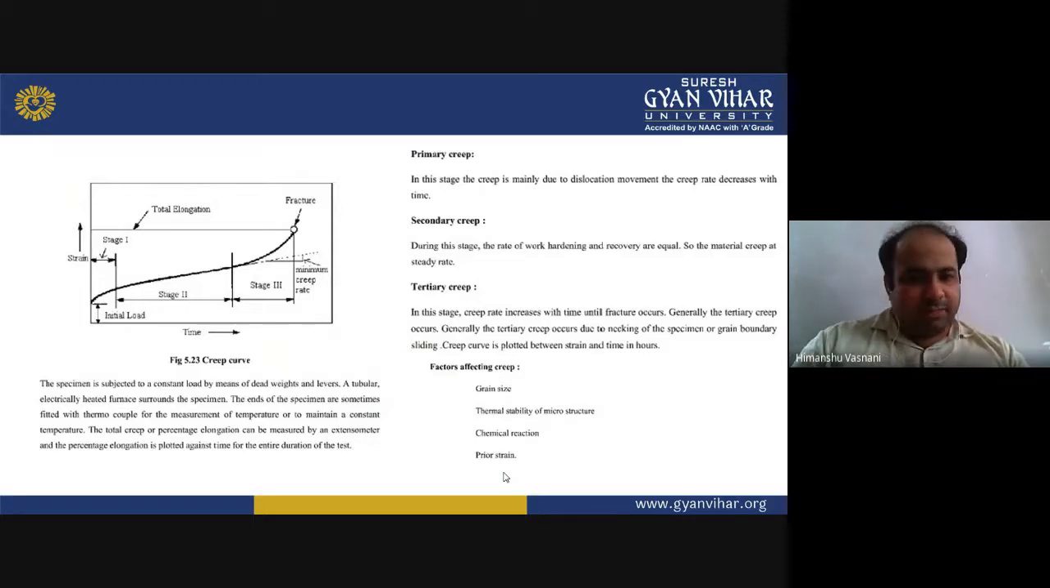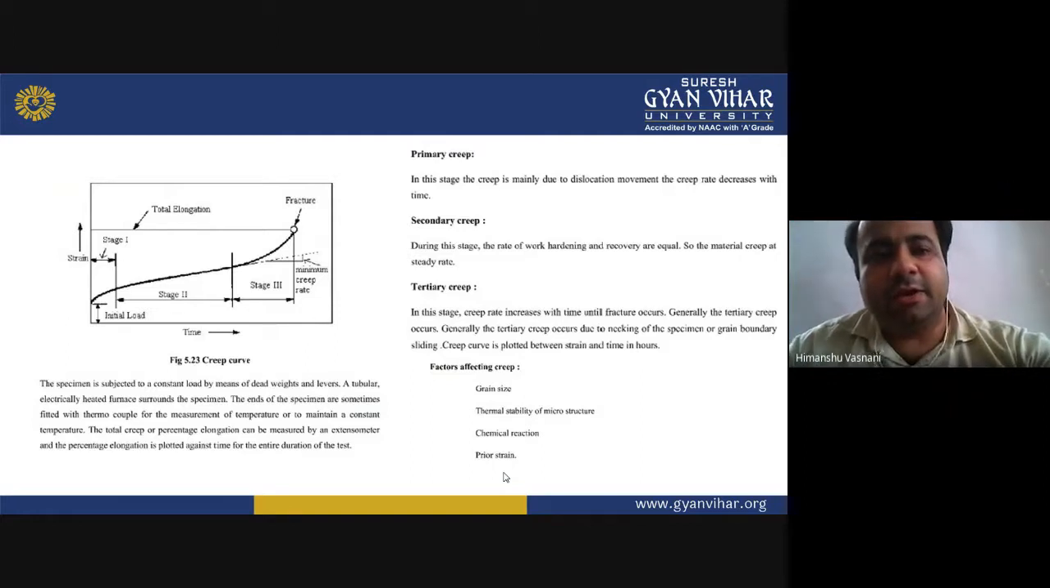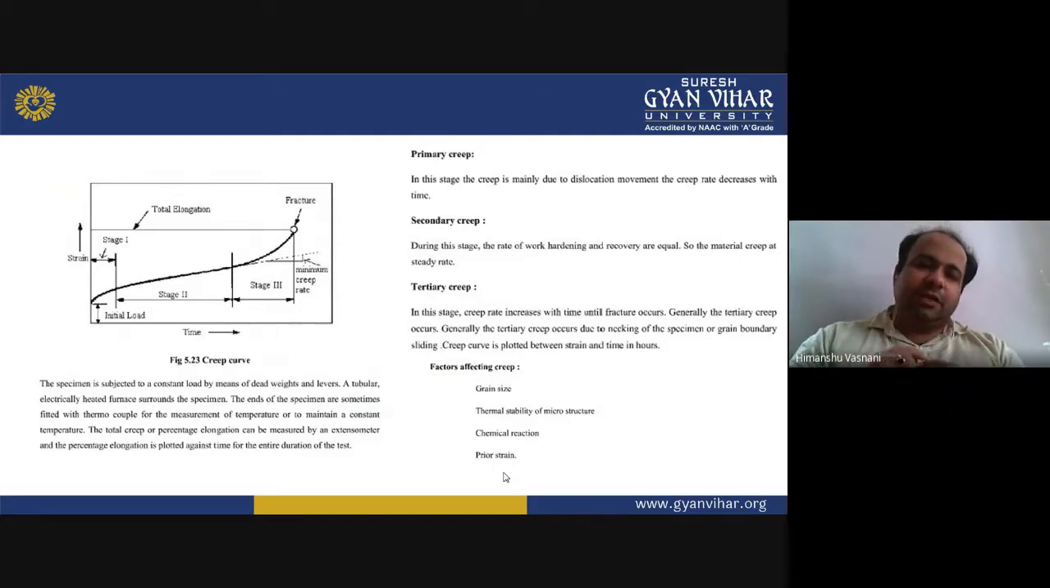The ends of the specimen are sometimes fitted with thermocouples for the measurement of temperature or to maintain a constant temperature. The total creep or percentage elongation can be measured by an extensometer, and the percentage elongation is plotted against time for the entire duration of the test. Now here you can see there are three types of creep.